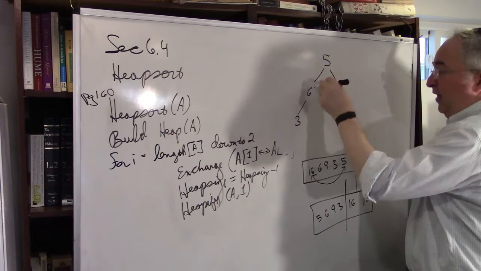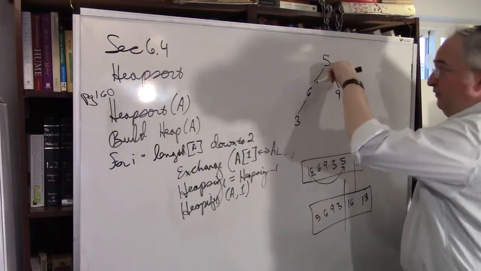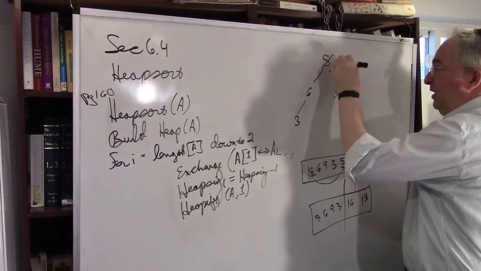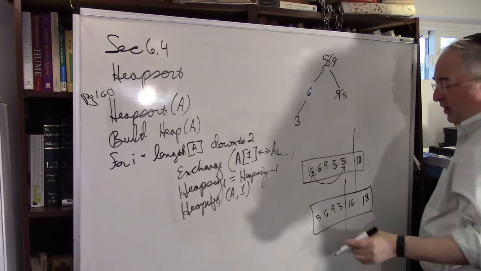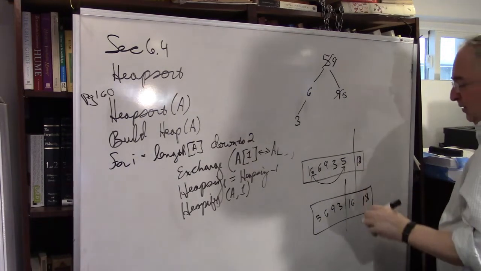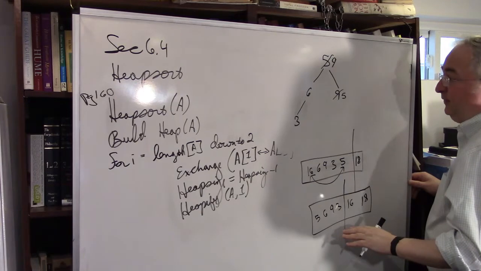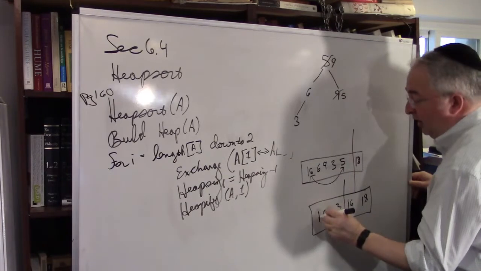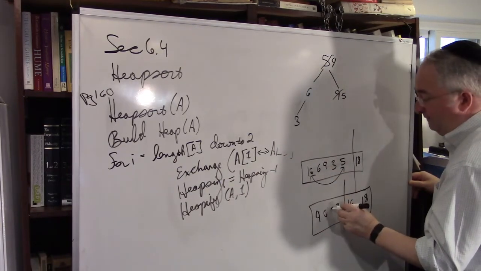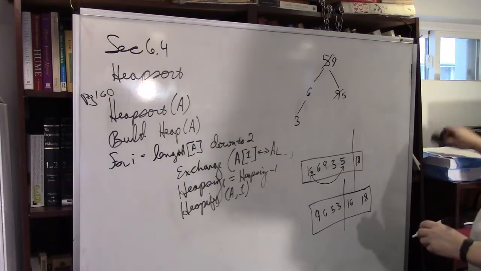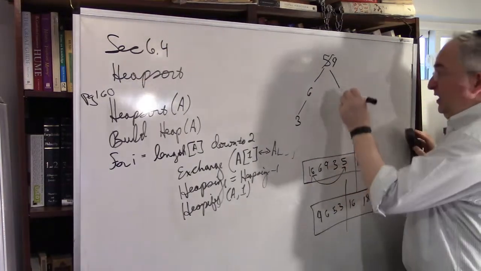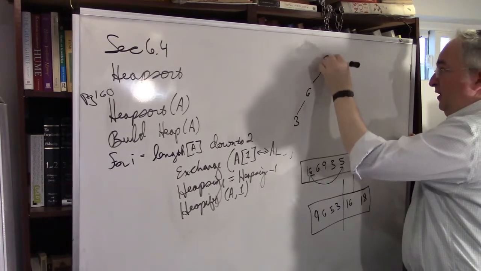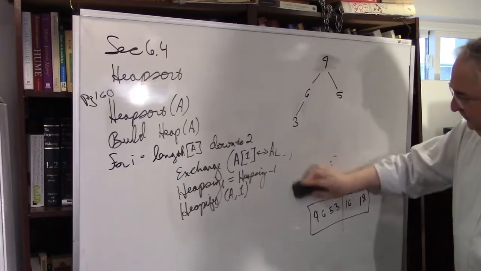Heapify from the top: what's larger, 5 or 6, 5 or 9? So this becomes 5, this becomes 9. We're finished heapifying, and now we have to swap. So now this is 9, 6, 5, 3. Let's put it without the crossing out. It's hard to see, but 9, and now we're dealing with this.